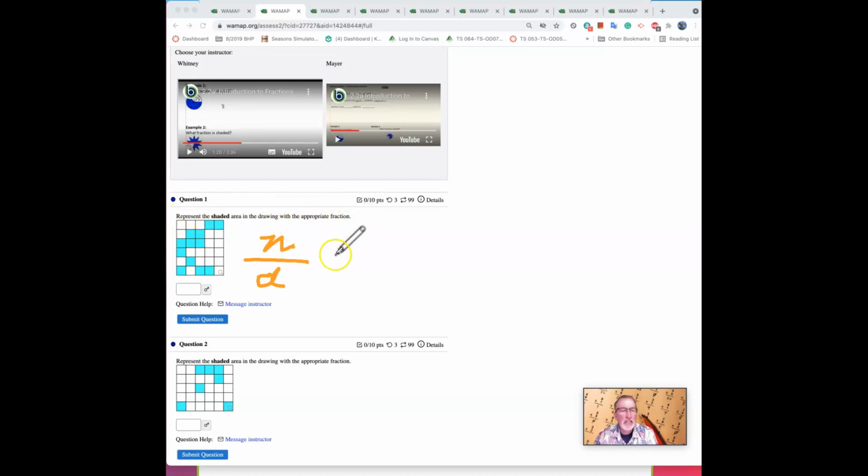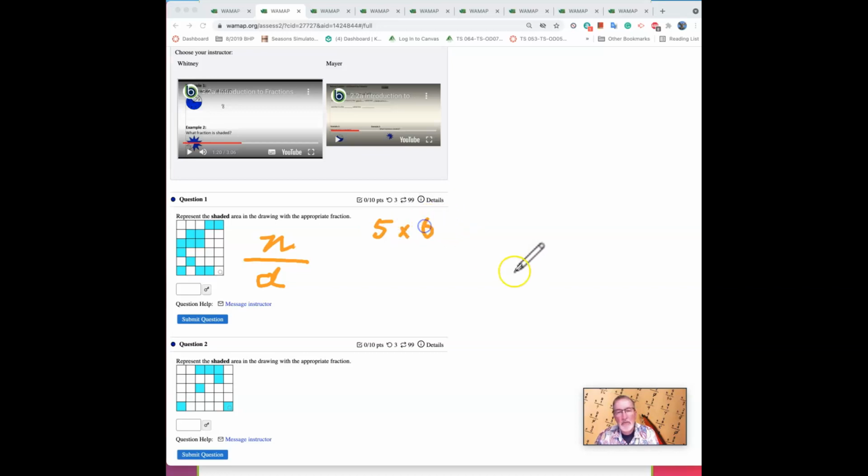So, for example, in this case, they are saying represent the shaded area in the drawing with the appropriate fraction. So what we need to know is how many pieces there are total, which will give us the denominator, and then we have to count the ones that are blue, the ones that are shaded, and that number will give us the numerator. You can count the individual squares if you like, or you can just count them across 1, 2, 3, 4, 5, and then count them down 1, 2, 3, 4, 5, 6. So we have a grid that's 5 by 6.